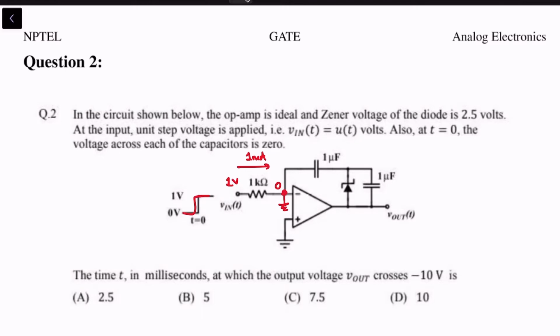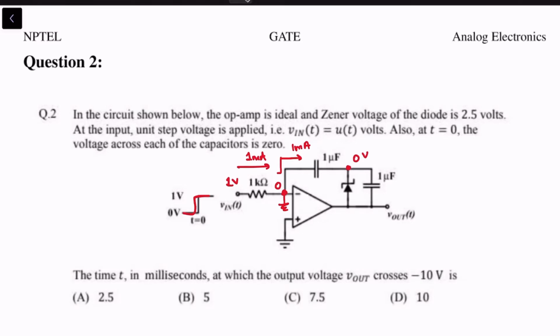But this 1 milliamp current cannot flow into the op amp, as the op amp is ideal. So therefore it flows into the capacitors, linearly charging them up. Initially the voltage across the capacitors is all 0, the output voltage is 0, so the voltage is 0 here, right?